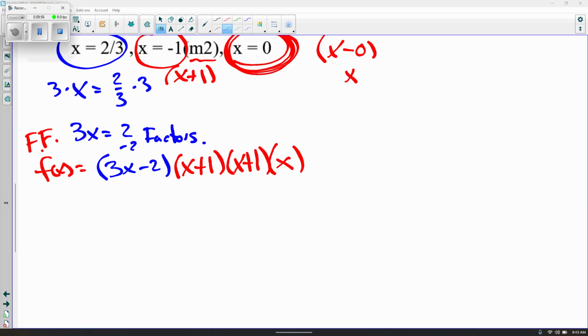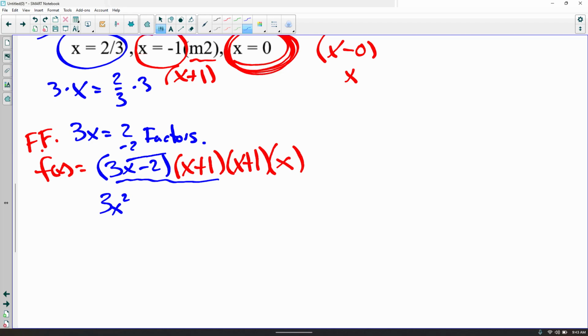We must multiply two of these together. Now, it doesn't matter which two you multiply together. I generally just start with this first group right here. Okay? And so our first term is 3x squared. Then on the outside, we're getting positive 3x minus 2x, which gives me a plus x, then minus 2. Then you're going to multiply the x plus 1.